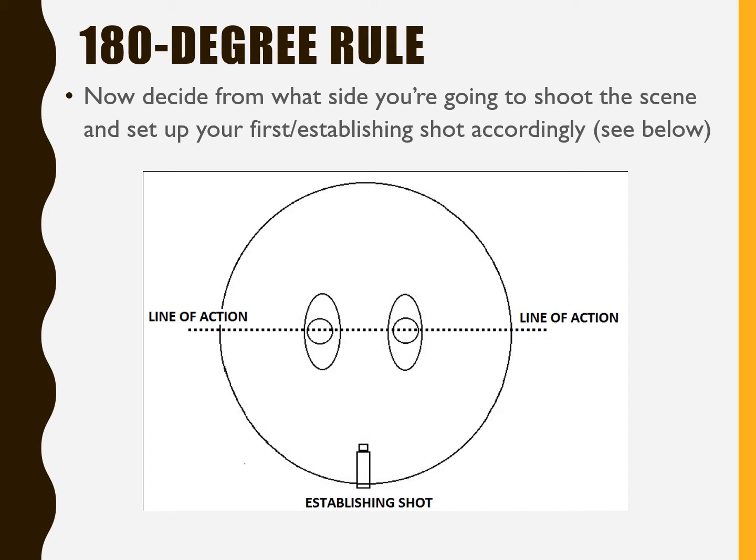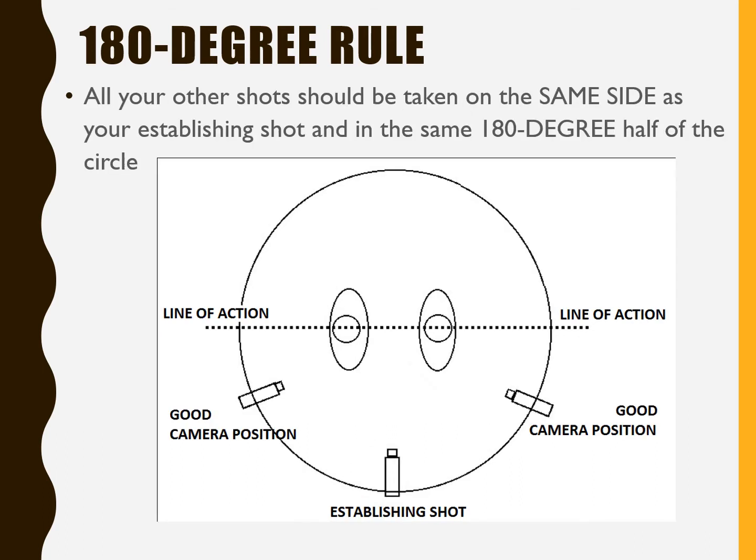Now, you're going to decide from what side you're going to shoot the scene and set up your first, establishing shot accordingly. Maybe you're going to be on the side that's in the graphic, and maybe you switch to the other 180-degree side. But for this purpose, we're going to assume you're setting up there, as you can see in the graphic. All of your other shots for this scene, the coverage, the cutaways, the other long shots, the other medium shots, whatever you planned, should be taken on the same side as that establishing shot and in the same half of the circle.